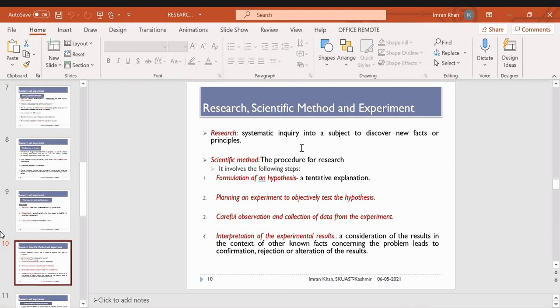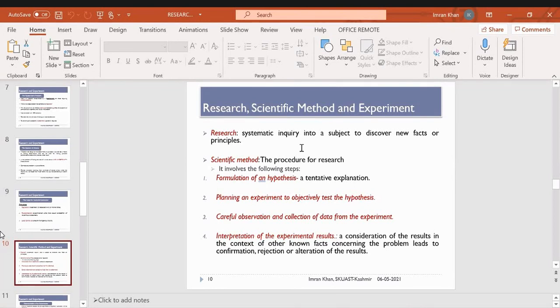Once you conduct your experiment, at the end of the experiment, you will say whether the two drugs are the same or different. That's why you have to prove your statement, your hypothesis. That's the first step when you start your research. Once you prepare your hypothesis, you need to plan an experiment to objectively test it. How to plan the experiment will be discussed, because there are different designs we use to plan the experiment.